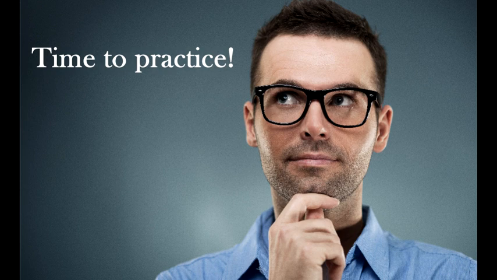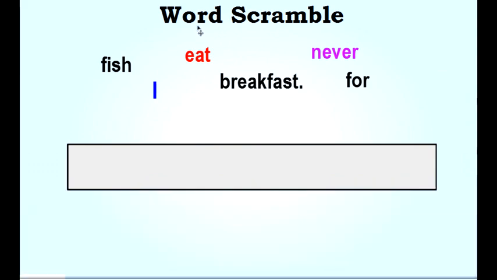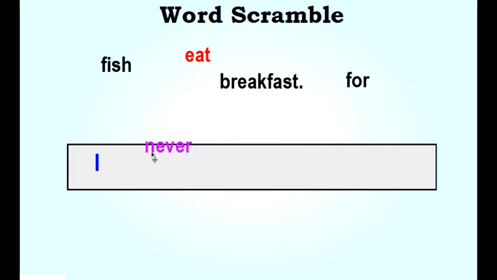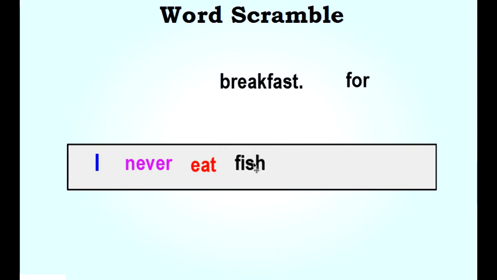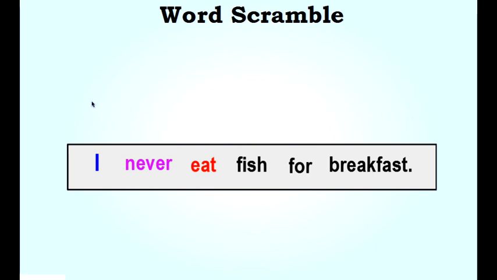Now it's time to practice. To practice, do the word scramble below. The words are scrambled. They are not in the correct order. Put the words in the correct order. For example, I, never, eat, fish, for breakfast. The correct order is I never eat fish for breakfast.